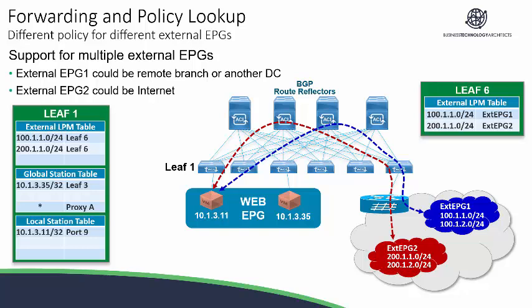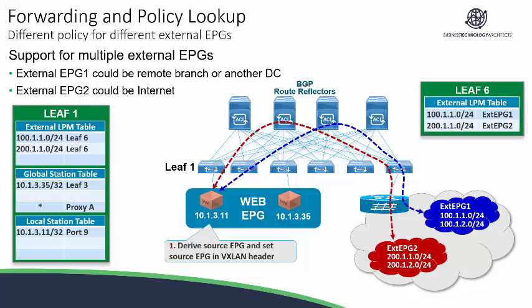Forwarding and policy lookup. The external EPG could be a remote branch or another data center, or it could be the internet. If we take a look at those external devices, you could see that the external longest prefix match table is stored in leaf 1 and leaf 6. So they're different tables cached on any given leaf node. In this scenario, we would need 2 policies to define the communication between the web EPG and the external EPG to maintain isolation. The communications allowed between the web and 2 external EPGs is actually different in this case.